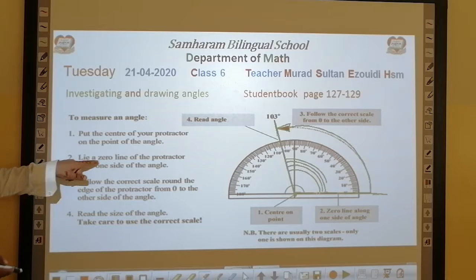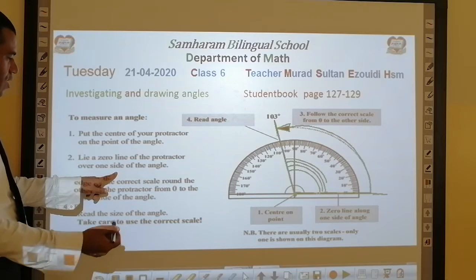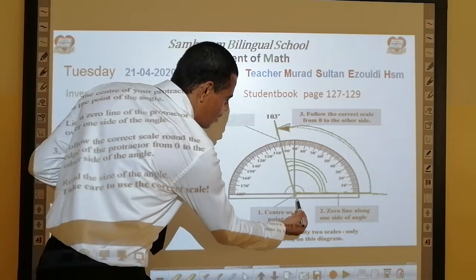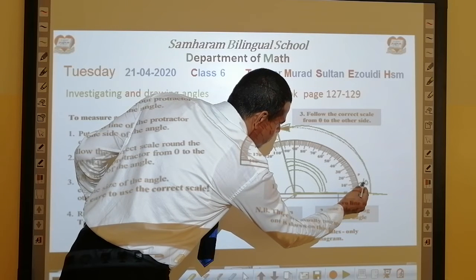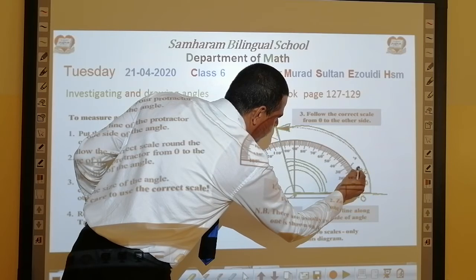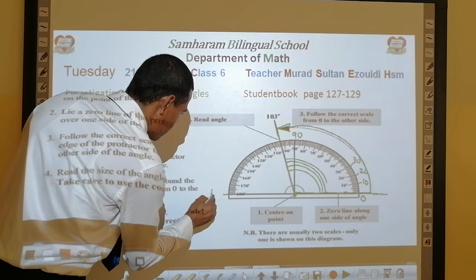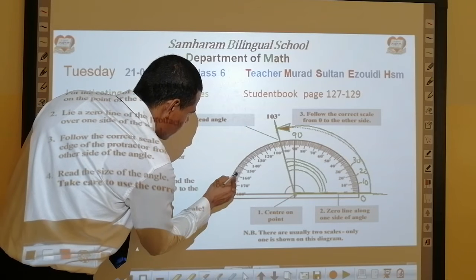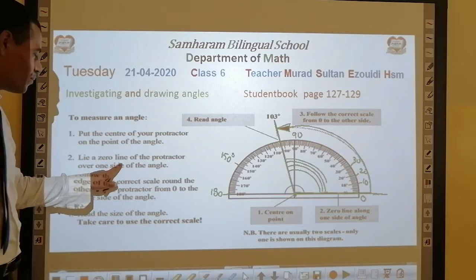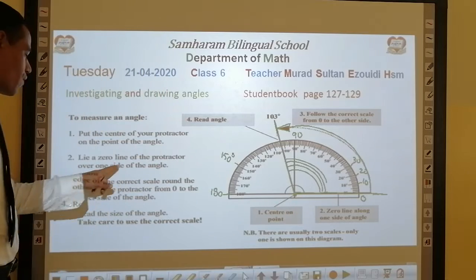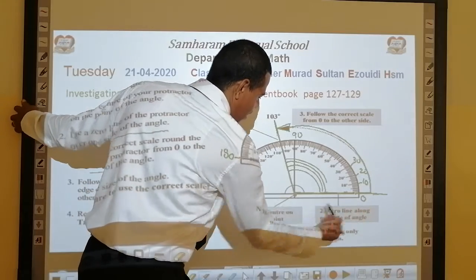Then the second step: line the zero line of the protractor over one side of the angle. This is 0, this is 10, this is 20, this is 30, and so on. This is 90 degrees, and this is 180. For example, this is 150 degrees. So, step 2, line the zero line of the protractor over one side of the angle.